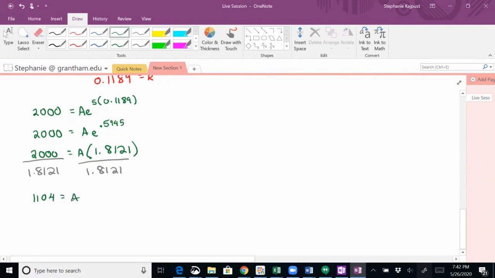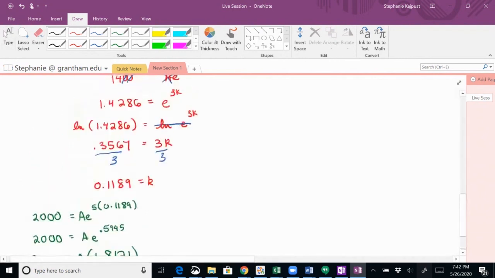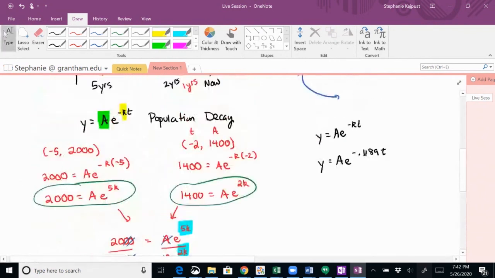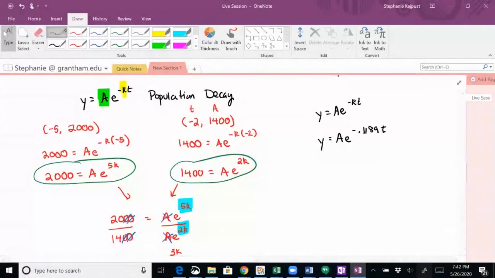So now I have A, and let's round this to a whole number because A is essentially like a starting population. And so that makes sense to round to a whole number because we're not going to have decimal values of whole numbers. A, that first number, is where we're starting. It's like your starting point. Or in this case, it's going to be the now value. So now our equation is y equals 1104e to the negative 0.1189t.